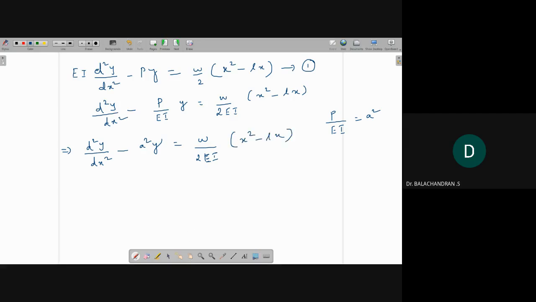Instead of EI, I can write 1 by EI. 1 by E is a square by P. Already omega is here, and a square by 2 is here, 2 into P. So please check it. This is the reason. Now I call this equation 2. So this is the differential equation of the elastic curve.